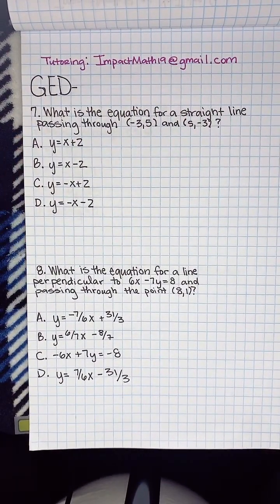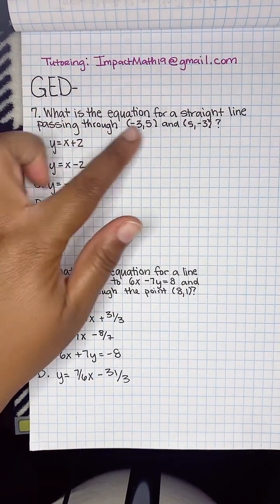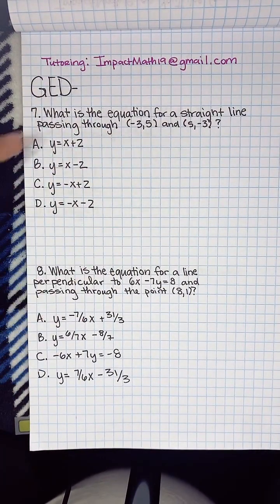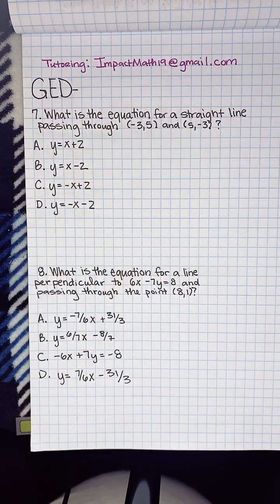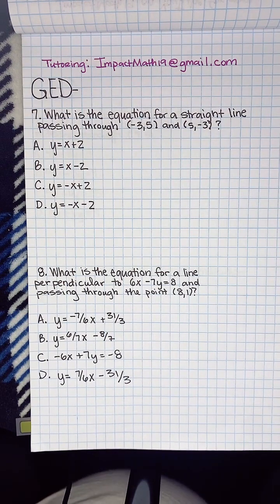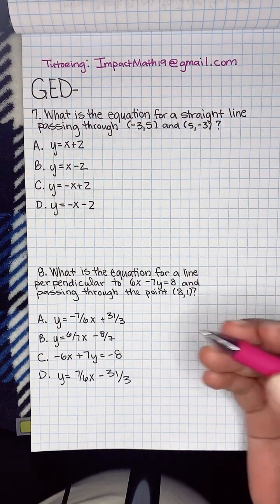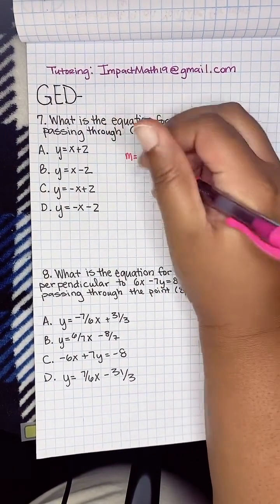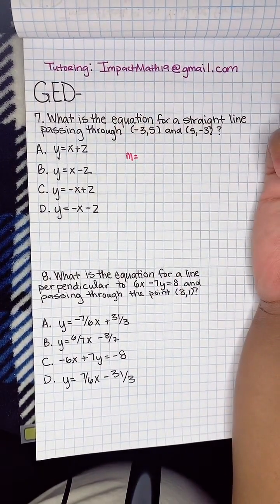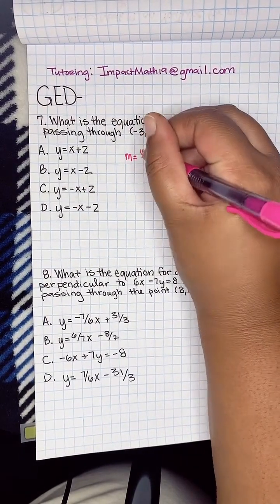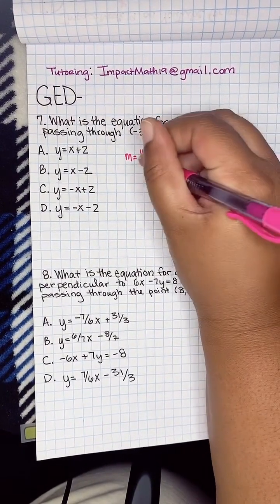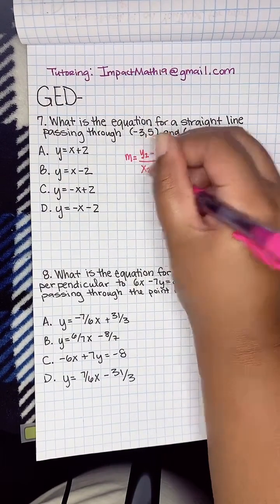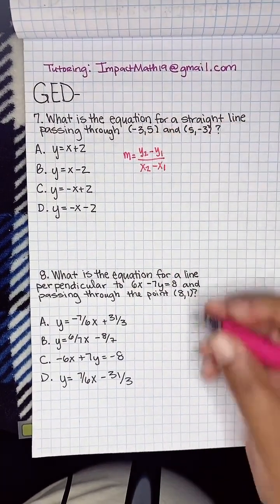All right, so number 7. What is the equation for a straight line passing through these 2 points? When we're trying to write an equation, we first need to find the slope. How we find the slope is by using the slope formula: y2 minus y1 over x2 minus x1.